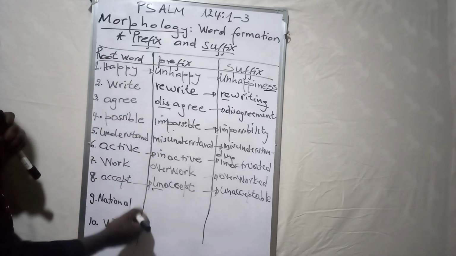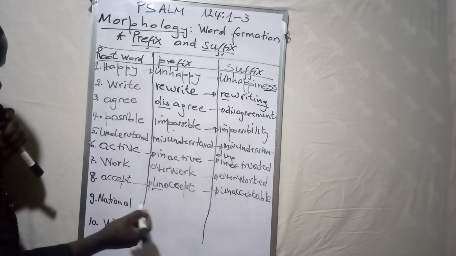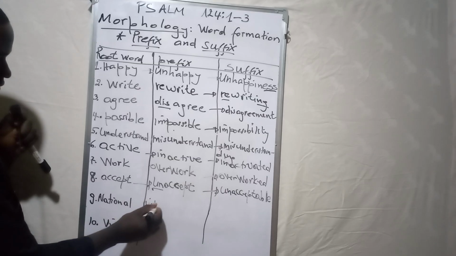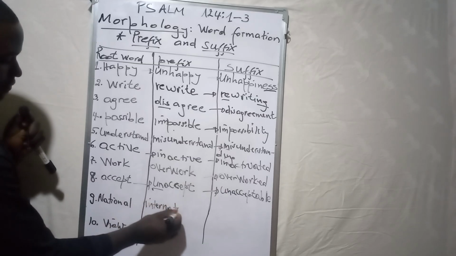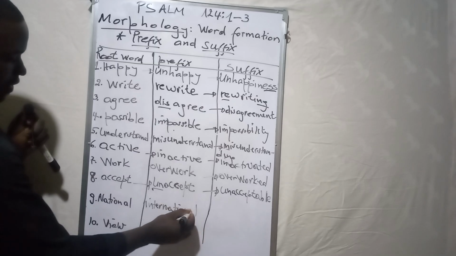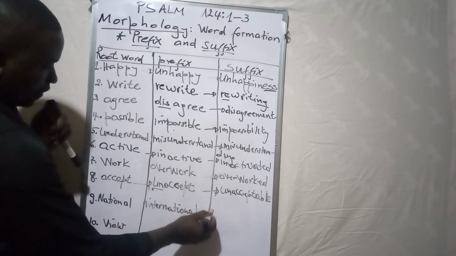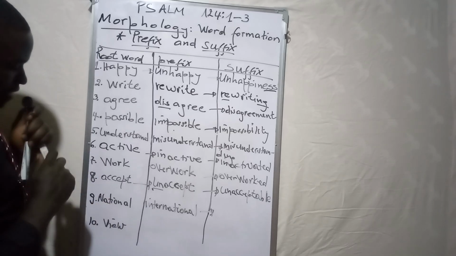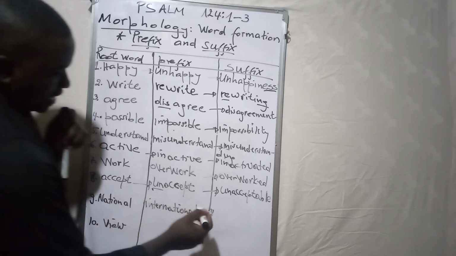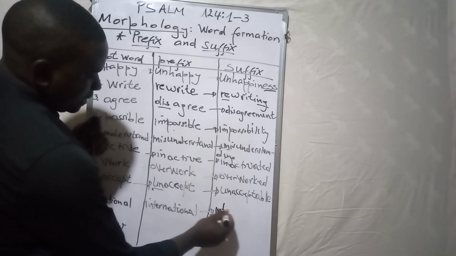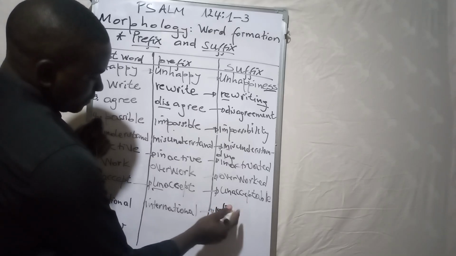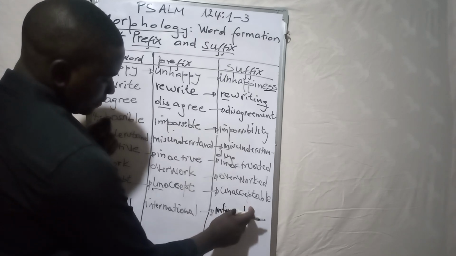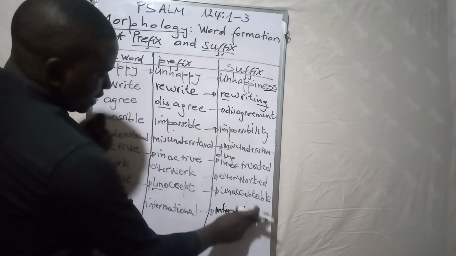National. When you say national, how do you say? You can say the prefix can be international. Then the suffix can be internationally. Internationally. Here we get internationally.